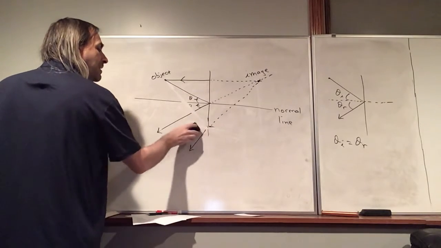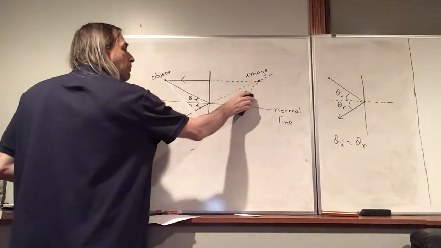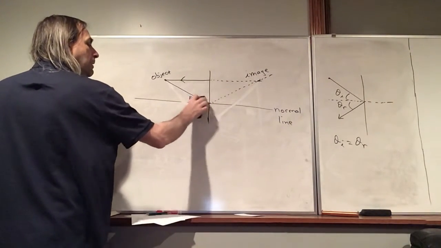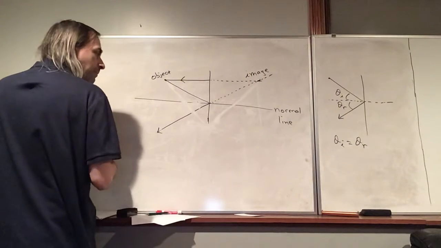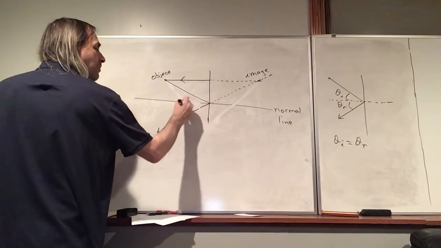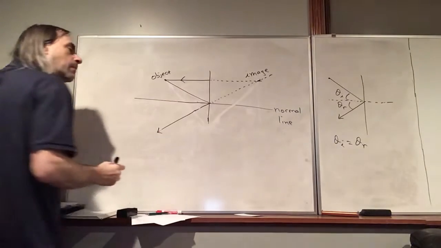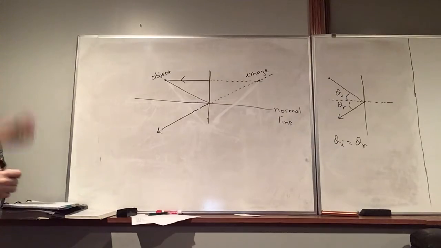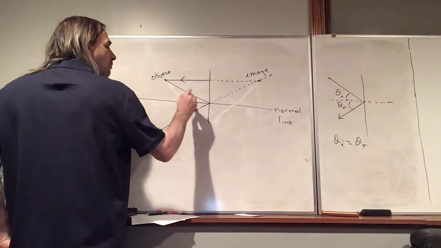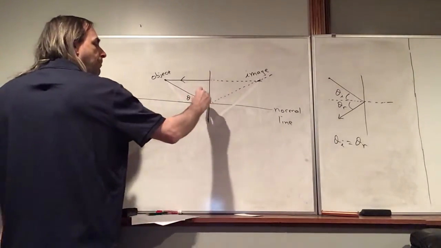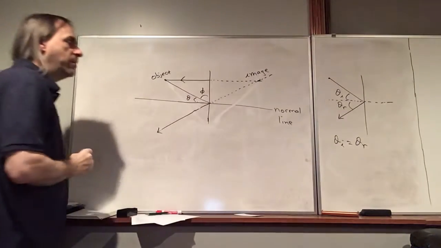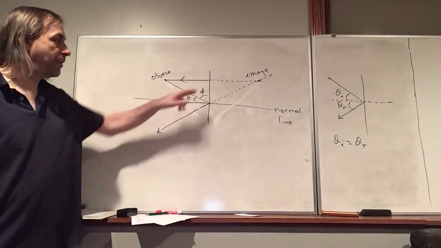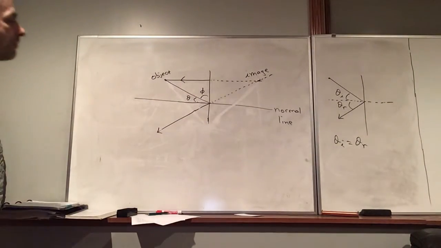Now, I want to actually erase this one. It's good to draw it once so you can see it, but I want to unclutter this graph a little bit. So, what can we say about this image point? Let's define this angle to be theta, and let's call this angle phi. And of course, this is a normal line, so just by definition, these two add up to 90 degrees.